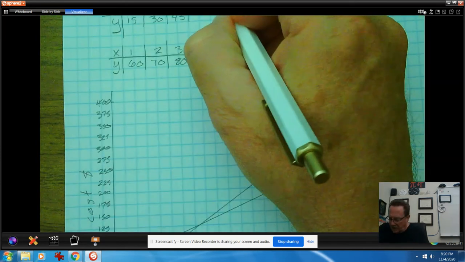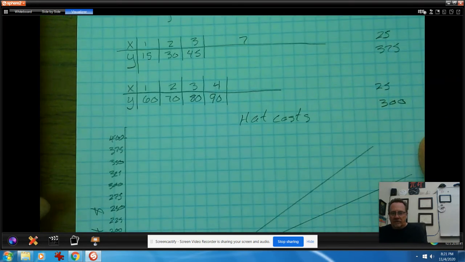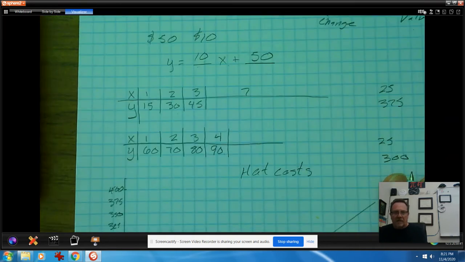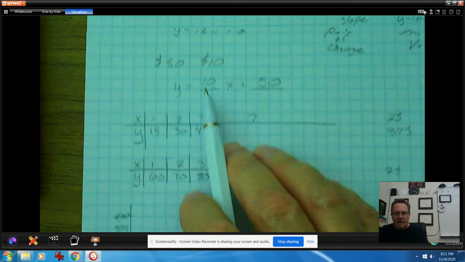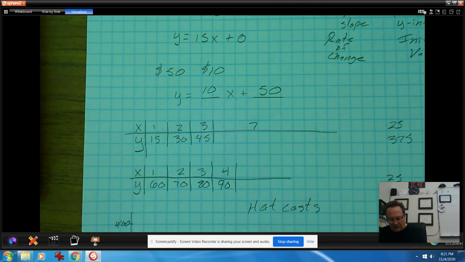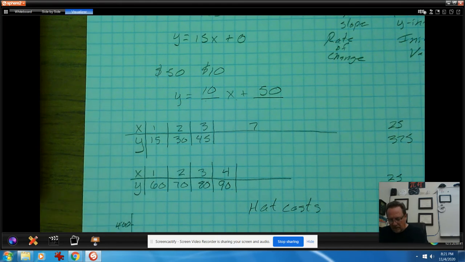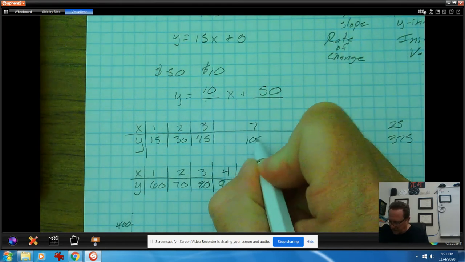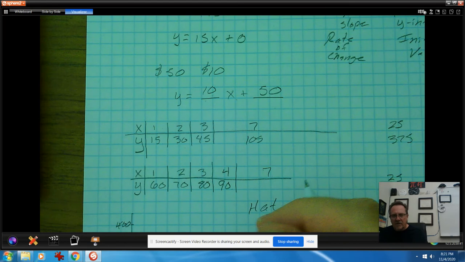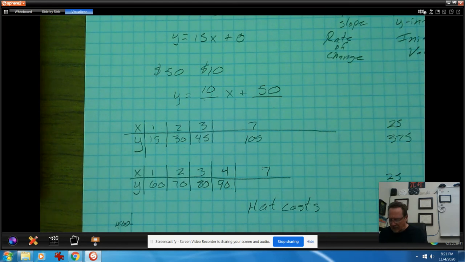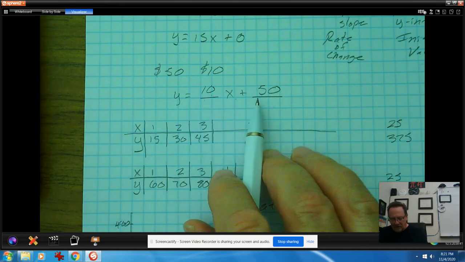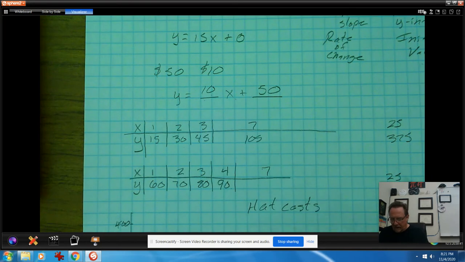Let's look at what 7 gives me in the first one. All I do to find the value is just take 7 times 15, right? Because on the first one, it's just 15 times x. So if x is 7, I just do 7 times 15. That's 105. Let's do 7 in my second situation. That's going to be 7 times 10 for 70 plus the initial 50. And that gives me 120.